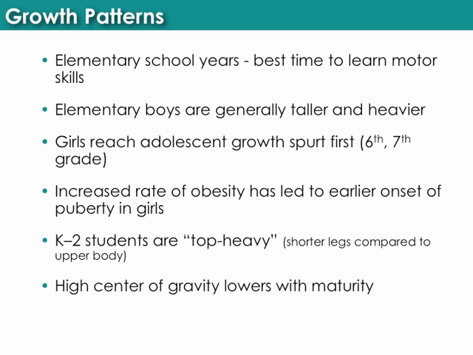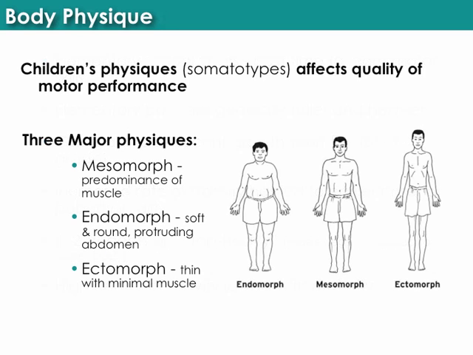However, the increased rate of obesity has led to an earlier onset of puberty in girls, and this is another overlooked issue with obesity. Now, for the most part, we can observe students' physiques and determine the types of activities they may be better at performing. We can also use this information to understand motor performance as well.